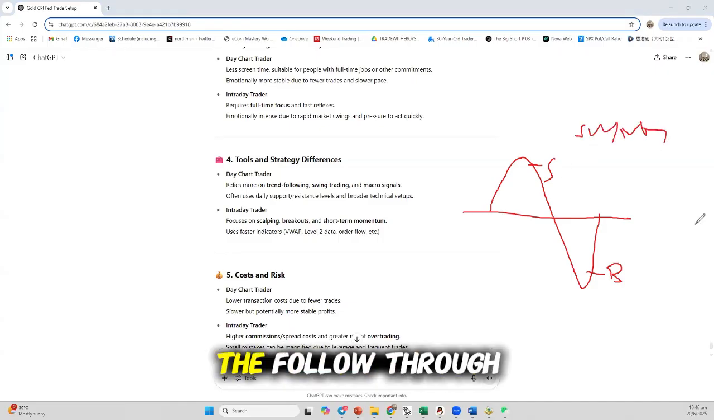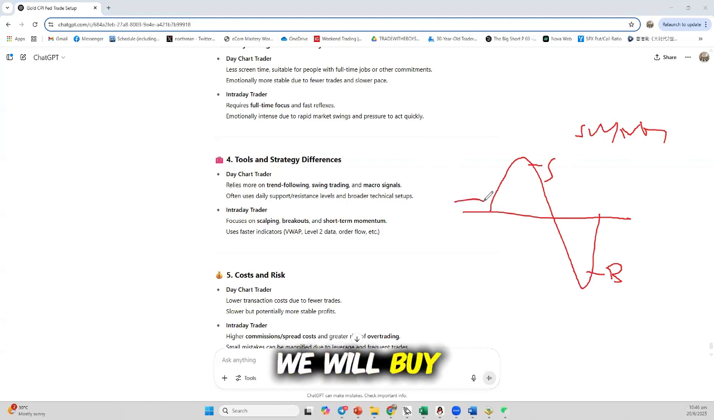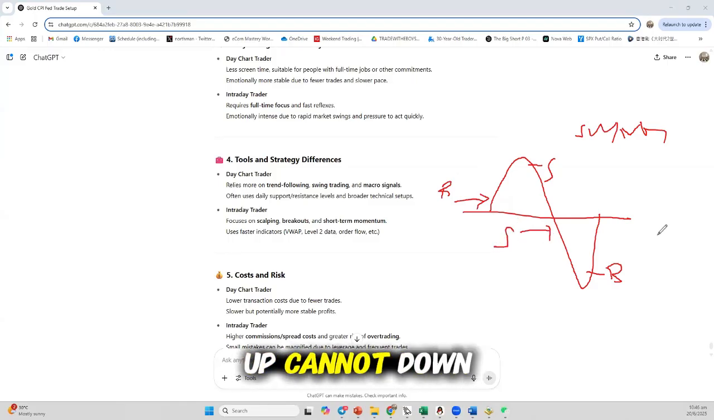Now, what is the follow-through trader? We will buy here instead. If the market reverses, then here itself we will sell instead. So when will that give us a big issue? When the market goes to doji mode, up cannot, down cannot, then we have losses. But I told you before, for us, the doji is part and parcel of the market, and there's no way to control doji.